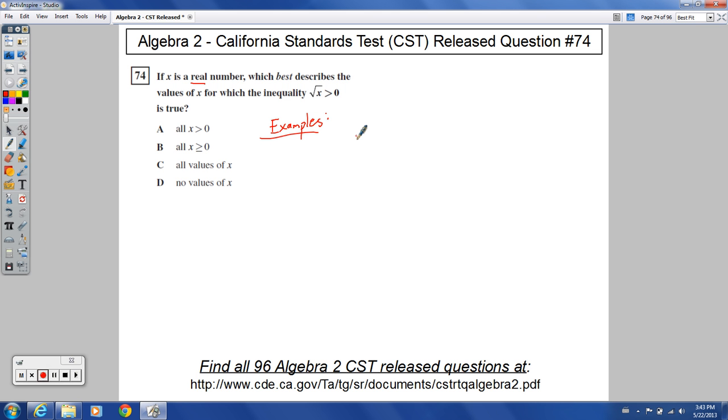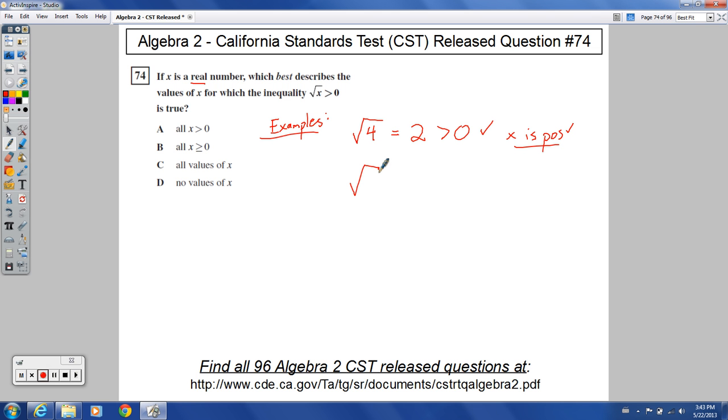If we plugged in, let's just try a simple positive number, 4. The square root of 4 equals 2, and 2 is greater than 0. So I would say that checks out. If x is positive, that's where it checks out. If you plug in anything positive, you take the square root of that number, you're going to get a number that's still positive, which will be greater than 0. Any number that's positive, by definition, is greater than 0.